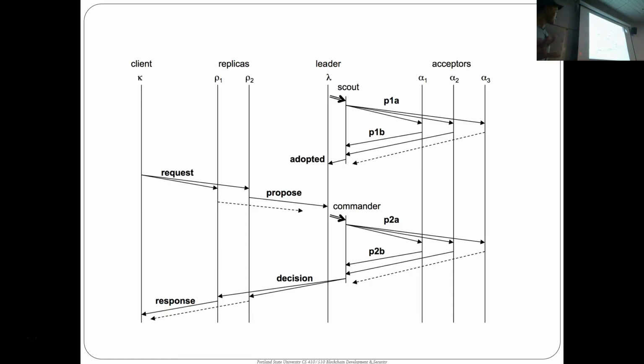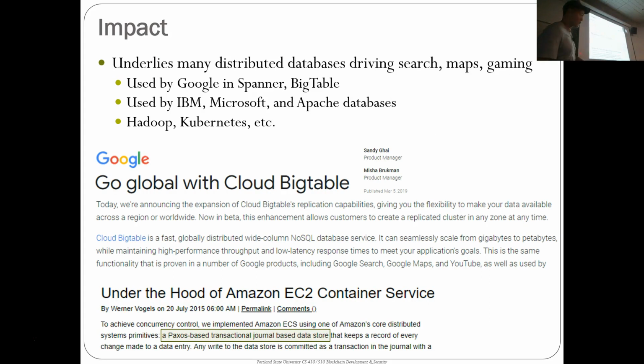Okay. This is a picture from the site that talks about the proposed phase and the commit phase. It's just a flow chart of the sequence of messages on the back end to achieve this consistency. I want to bring up that this underlies just about all of the distributed systems that you'll see out there. On Google, it's in Spanner, it's in Bigtable, it's used in a lot of the Apache projects, the replicated databases on the back end.